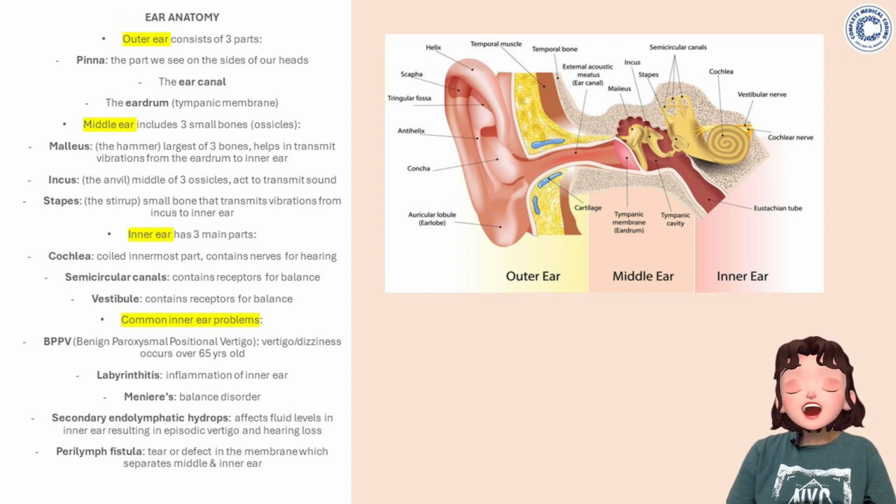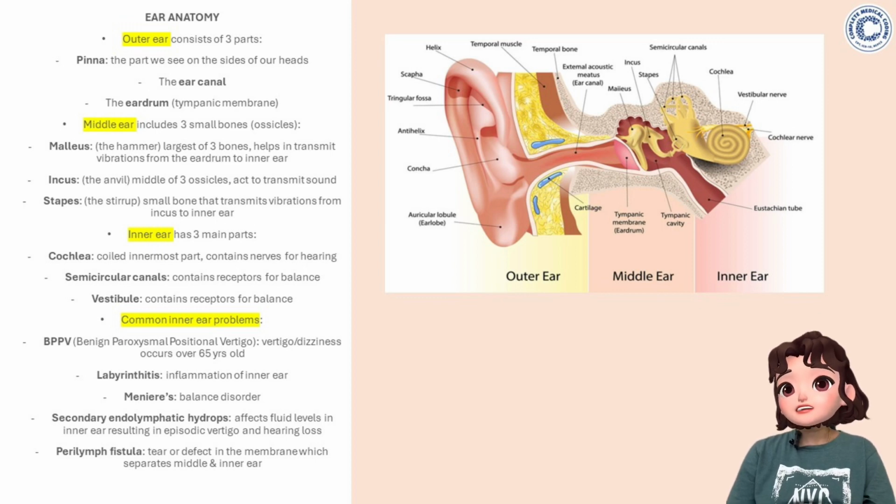Incus, also called the anvil. It is the middle of the three ossicles and it acts to transmit sound. Stapes, another name is the stirrup. It is the smallest bone among the three ossicles that transmits vibrations from the incus to the inner ear.